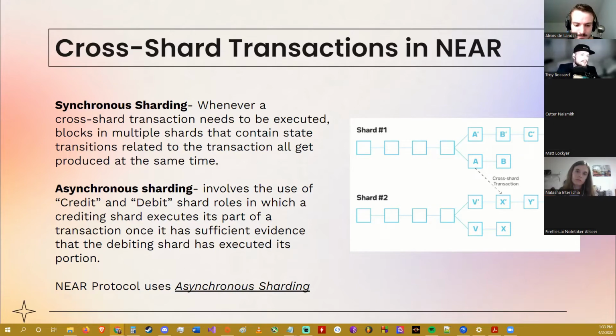There are two different ways to tackle cross-shard transactions. The first one is not implemented by Near, but it's called synchronous sharding. Whenever a cross-shard transaction needs to be executed, blocks in multiple shards that contain state transitions related to the transaction all get produced at the same time. Near uses asynchronous sharding, which involves the use of credit and debit shard roles, in which a crediting shard executes its part of a transaction once it has sufficient evidence that the debiting shard has executed its portion. This is accomplished through the use of receipts, which we were talking about earlier.